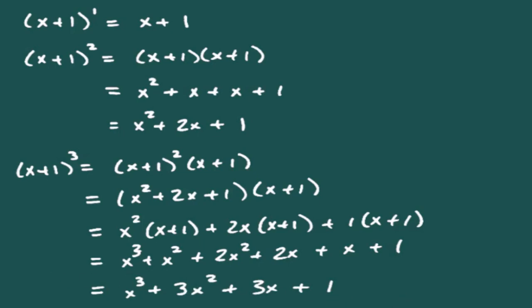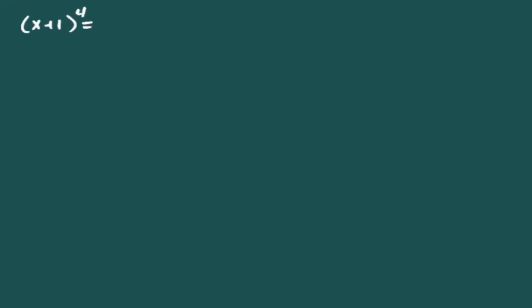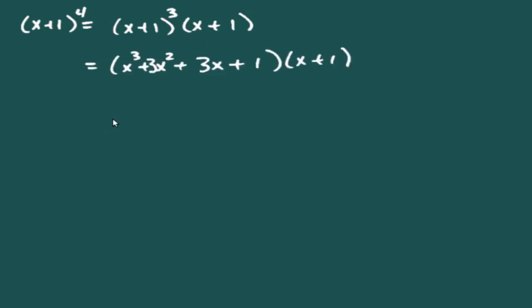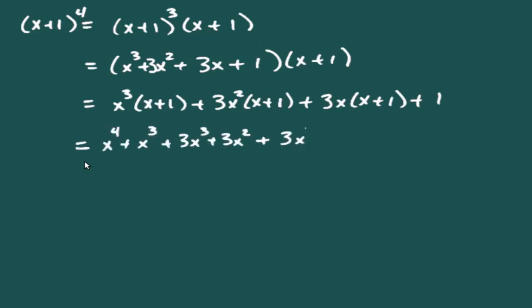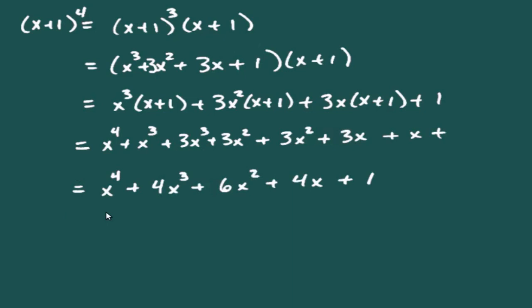So if we do that one more time, if we take a look at the quantity x plus 1 raised to the 4th power, again we're using the work that we did before. We've got our x cubed plus 3x squared plus 3x plus 1 times our quantity x plus 1. Well, we use distribution to distribute the quantity x plus 1. Then we use distribution again on each one of those terms. And then as our final step, we're combining like terms to give us a final answer of x to the 4th plus 4x cubed plus 6x squared plus 4x plus 1.